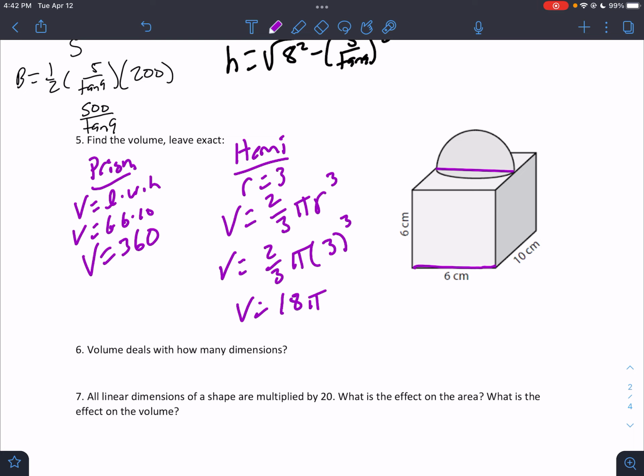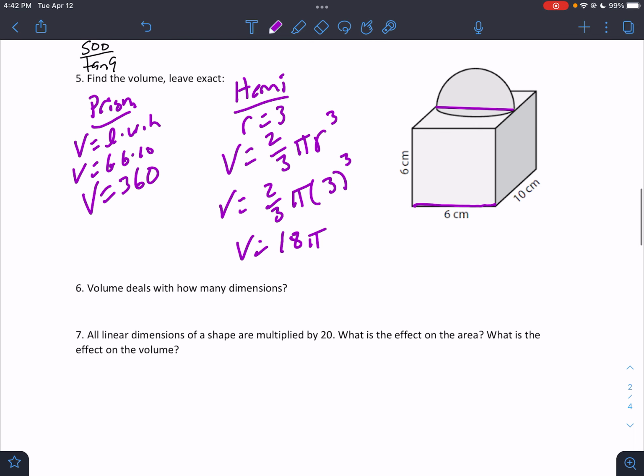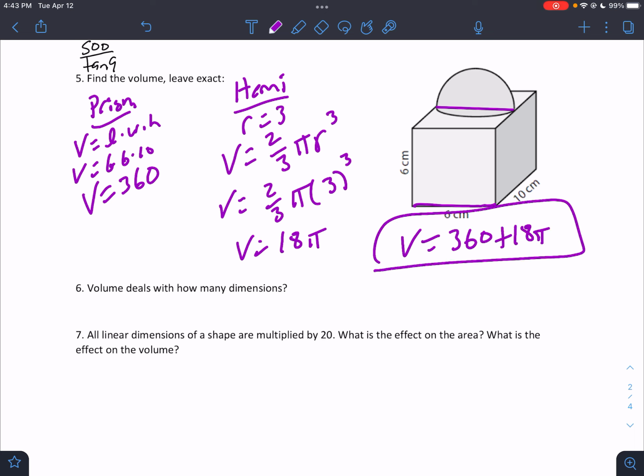It says leave exact, so there's not much we can do here. Something else I saw you guys do is add these things together. That happened, several of you, or subtract them, or whatever you had to do. Guys, 360 doesn't have a pi on it. You can only add or subtract like terms. So please add or subtract like terms. We can't combine the 360 and the 18. So we just have to write it as 360 plus 18 pi. And we're done. That's all we can do.